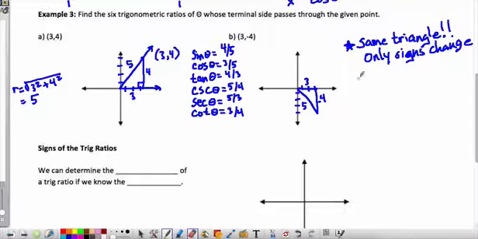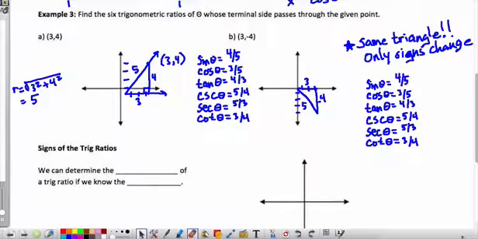So I'm going to copy and paste this over here. And now I'm going to look, well, where does the sign change? The sign changes everywhere there's a 4. So this is now negative. This is still positive. This is negative. This is negative. This is still positive. And this is negative. So you can see that sine and its reciprocal both became negative. Cosine and its reciprocal stayed positive. And tangent and its reciprocal both became negative.